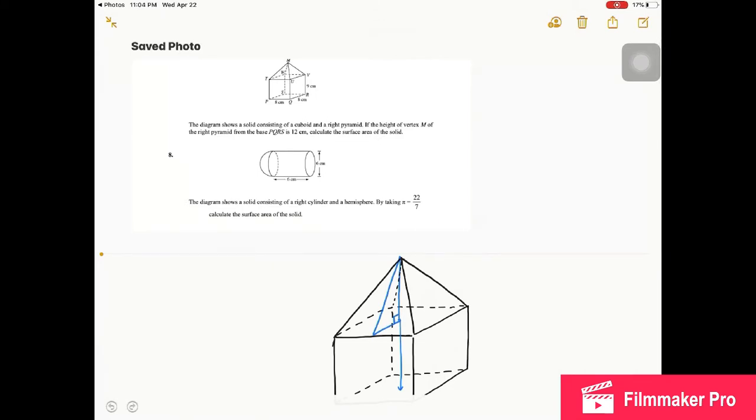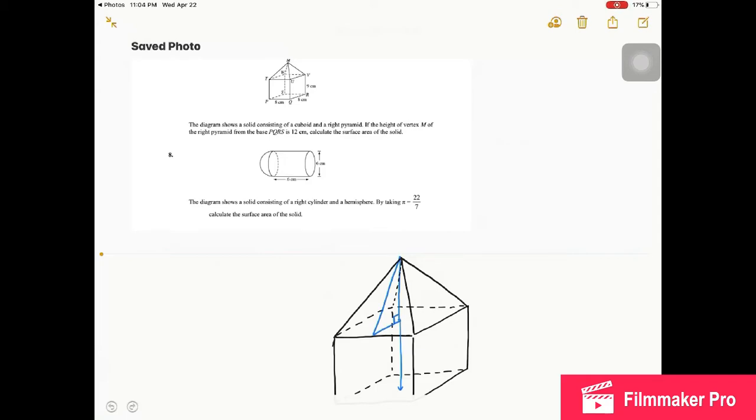Okay, we continue with question number 7. The diagram shows a solid consisting of a cuboid and a right pyramid. If the height of vertex M of the right pyramid from the base PQRS is 12, calculate the surface area of the solid. So the question wants us to find all the surface area of the solid.